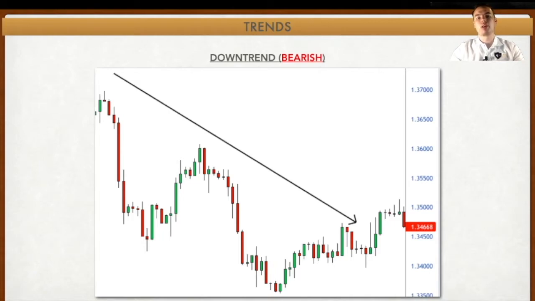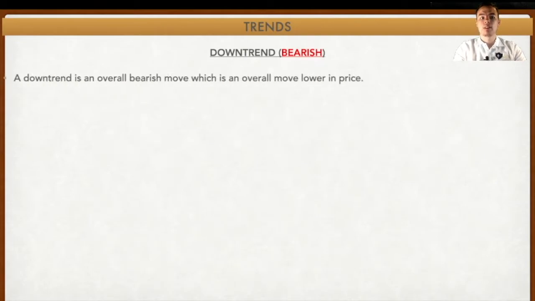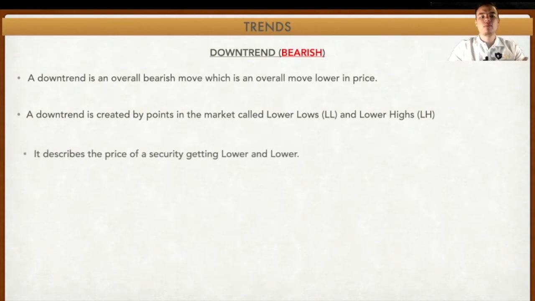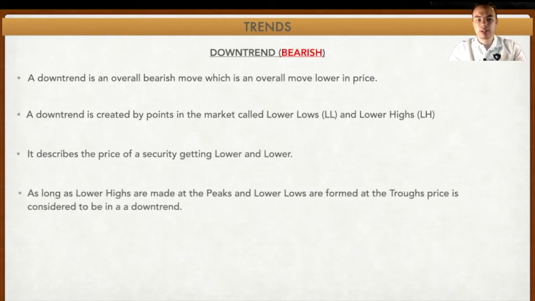Okay, this is a bearish movement where price is overall decreasing. So you want to look for sells. Now, this is the opposite of a bullish trend, an uptrend. This is where price is lowering. So the points that are created in the downtrend are lower lows, LLs, and lower highs, LHs. It describes the price of a security getting lower and lower, decreasing. So as long as there are lower highs at the peaks and lower lows at the troughs, it is known as a downtrend.